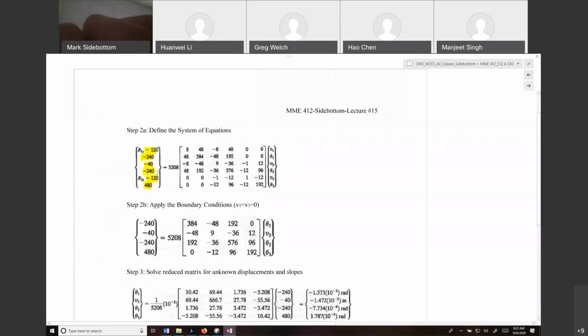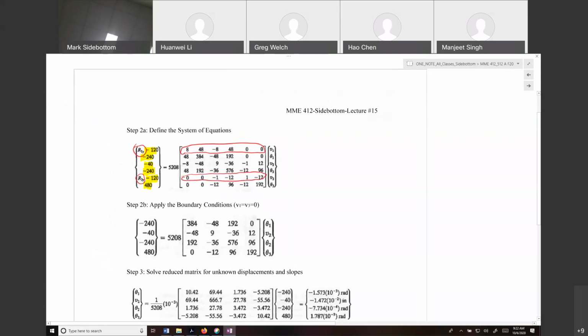Okay. So the next thing is we can't solve for the first row equation because we have an unknown term here, and we can't solve the fifth row equation because we have an unknown term here. So we're going to get rid of those two.